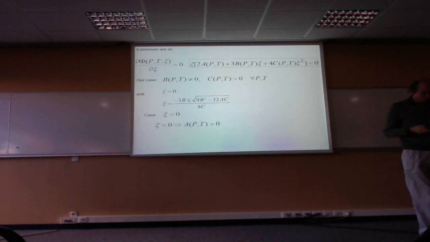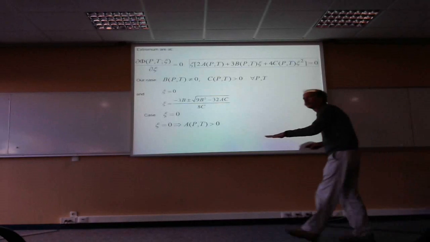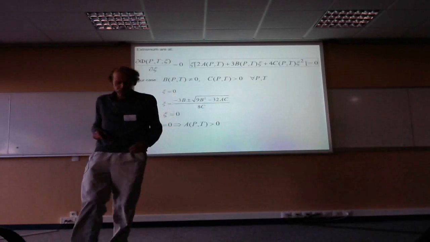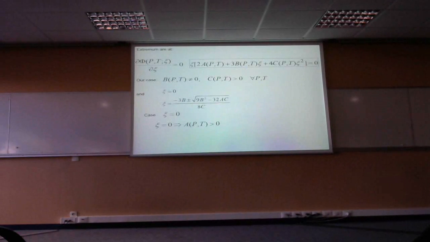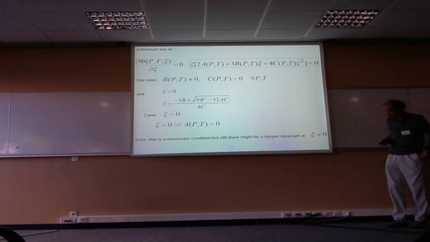Now, first we consider the case that psi is equal to 0. In that case, we need, of course, A to be a positive term. Otherwise, it would be a maximum and not a minimum. The parabola can be like that, or it can be like that. So we find the condition for the minimum at psi equal to 0. We have positive values of A(p,t). It might be that some of these values are excluded because we get another minimum, which is lower. This is a necessary condition, but still there may be a deeper minimum at another value of psi.